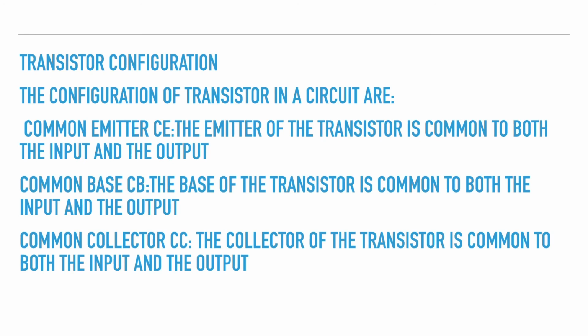In this slide, we can see the possible configurations of a transistor in a circuit. Those are common emitter CE, common base CB, and common collector CC.